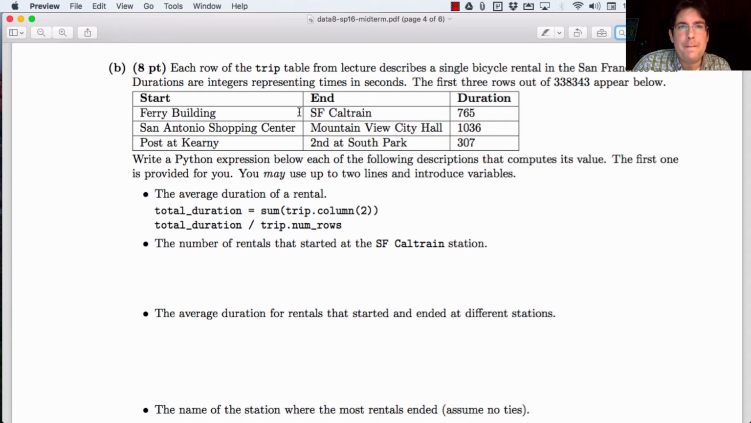Each row of the trip table from lecture describes a single bicycle rental in the San Francisco area. Durations are integers, times in seconds. We're going to manipulate this table, write a Python expression to compute the value for each thing. These questions I'm actually going to just solve in a notebook so you can see the intermediate steps and what they generate. So the number of rentals that started at the SF Caltrain station.